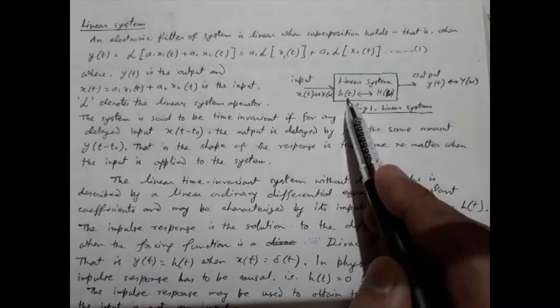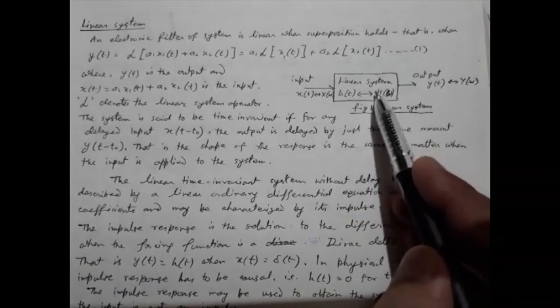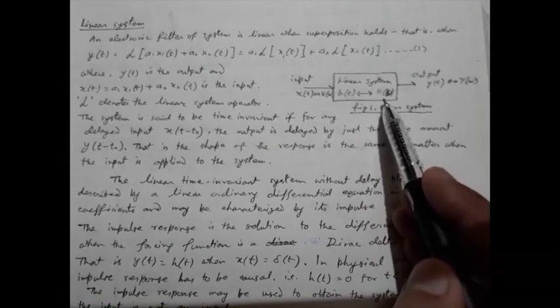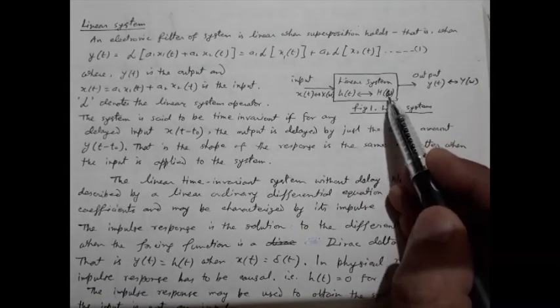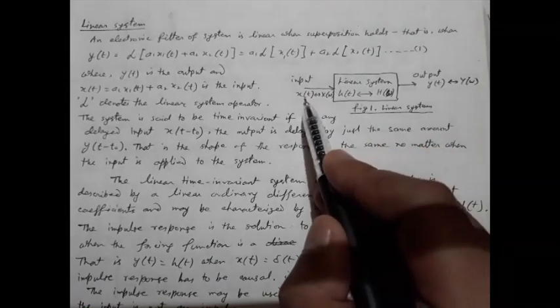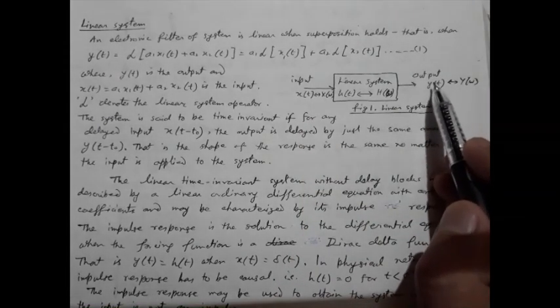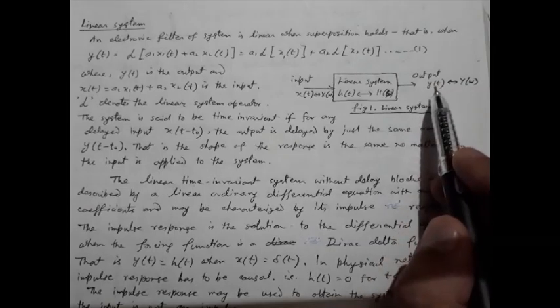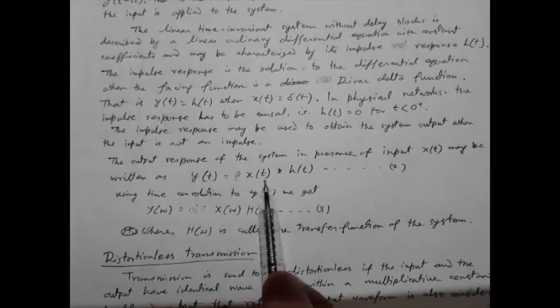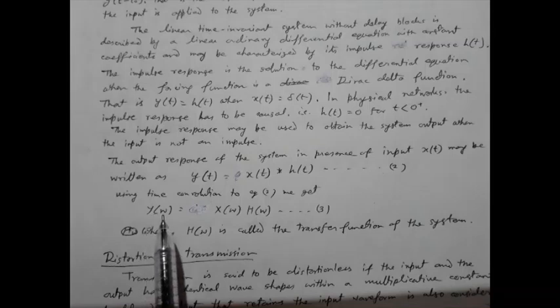The impulse response h(t) and its Fourier transform is H(omega). This H(omega) is the transfer function of this system. So if x(t) is the input signal and y(t) is the output signal, then we can write y(t) equal to x(t) convolved with h(t). In the Fourier domain, we can write Y(omega) equal to X(omega) into H(omega).